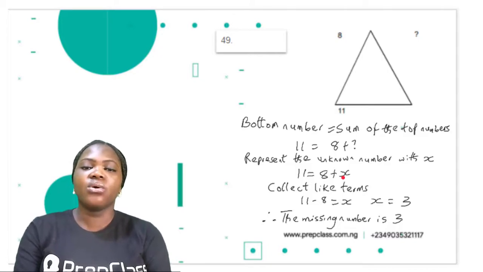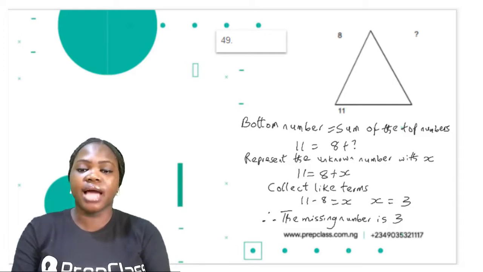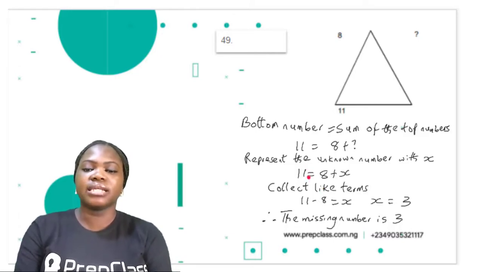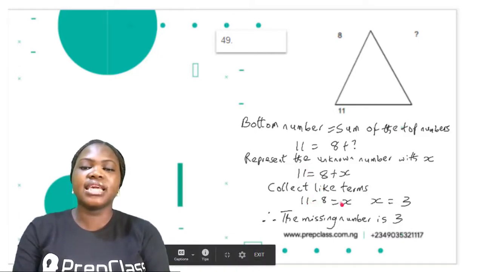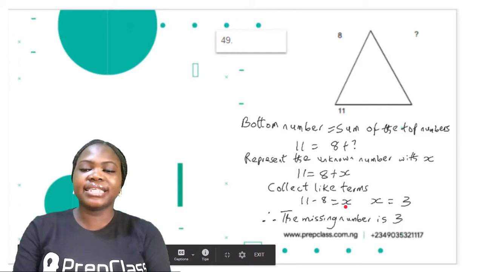So what do we do now? We collect like terms. We bring the numbers to one side and then we bring the letter to another side. So let's write 11. Then to bring 8 to cross the equality sign, it becomes minus 8. So 11 minus 8 equals x. Now, what is 11 minus 8? 11 minus 8 is 3. So x is 3. The missing number is 3.